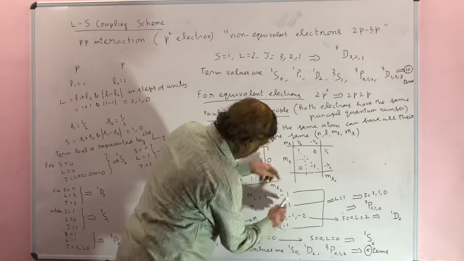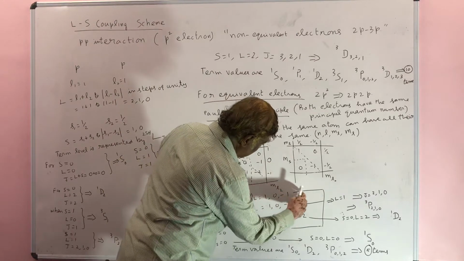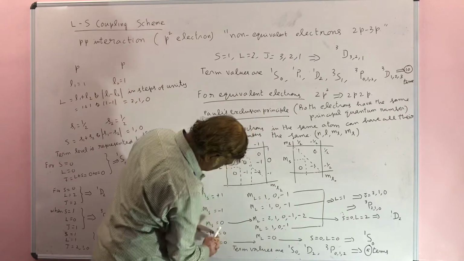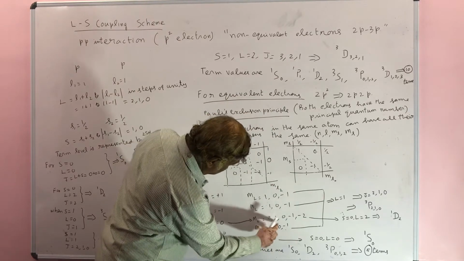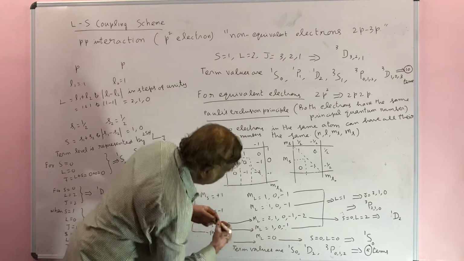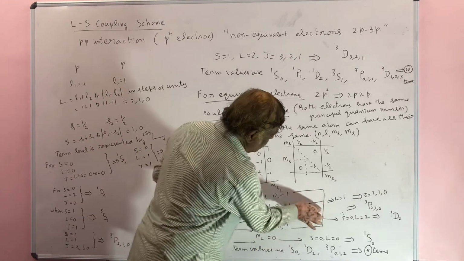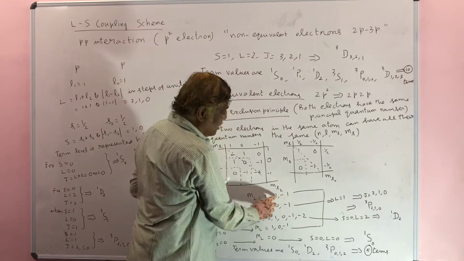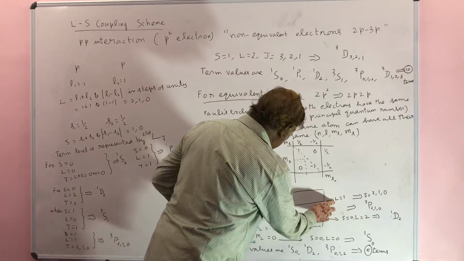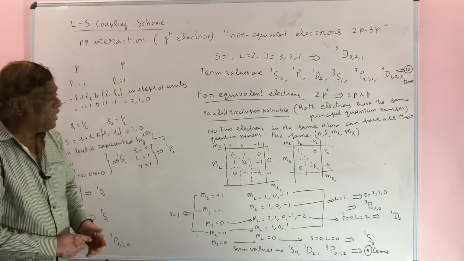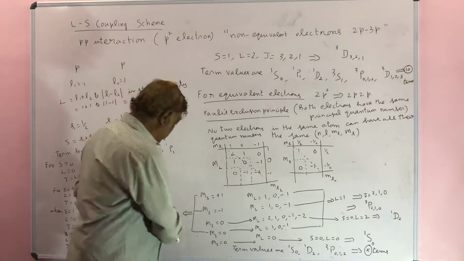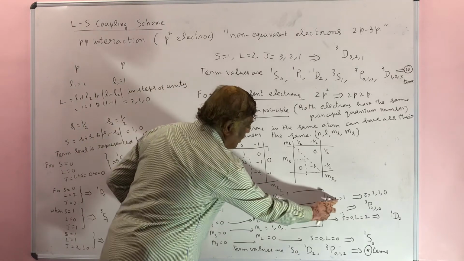Similarly, on this side, let us group these terms: ML is equal to 1, 0, minus 1, 1, 0, minus 1, 1, 0, minus 1. If you group this one, ML is equal to 1, 0, minus 1, which is L is equal to 1. So if L is equal to 1, then ML will be 1, 0, minus 1. Now let us combine these two: S is equal to 1 and L is equal to 1.